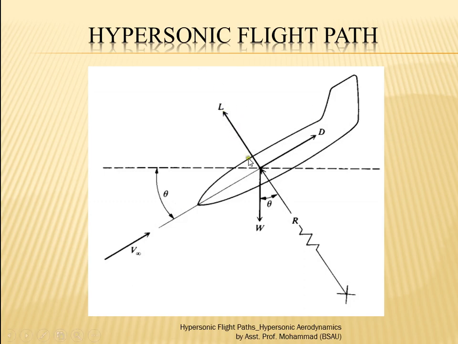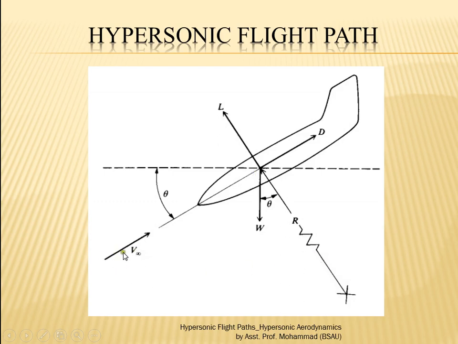All the forces acting on this have been depicted. This is the lift, which is perpendicular to the flight path, and this is the drag, which is acting opposite to the flight path, and this is the weight acting downward, and this R is the radius of curvature. A non-zero R gives an idea that this flight path is not straight and it is curved. So R is basically the radius of curvature of the flight path at a particular location. It will change from location to location.